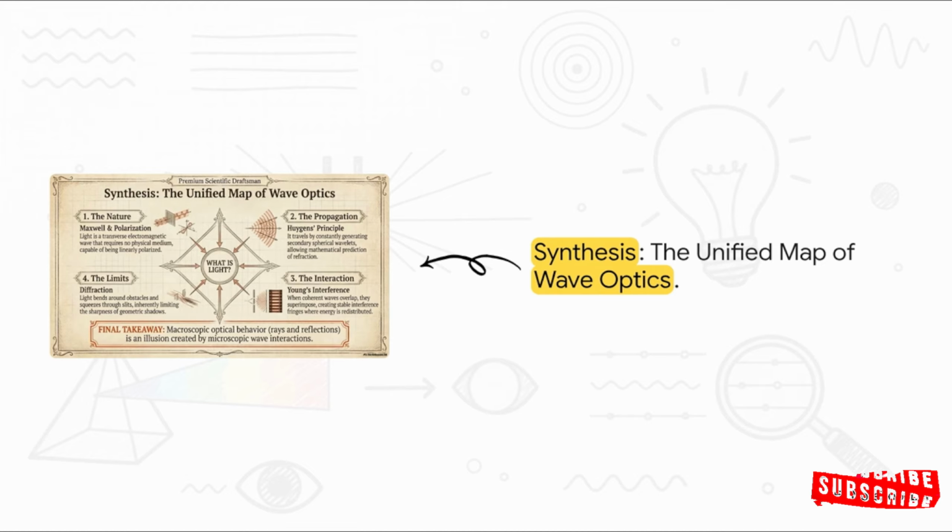This magnificent map connects our entire journey, acting as a grand recap for our key findings. From Maxwell's transverse nature to Huygens propagation, Young's interactions, and those inherent limits of diffraction, we've clearly seen how light isn't just a simple straight beam of particles. It's a dynamic, spreading, interacting phenomenon. By treating light as a wave, we can perfectly explain the bending of lenses, the rainbow colors of oil slicks, the dark gaps in laser beams, and the fuzzy, blurred edges of shadows.